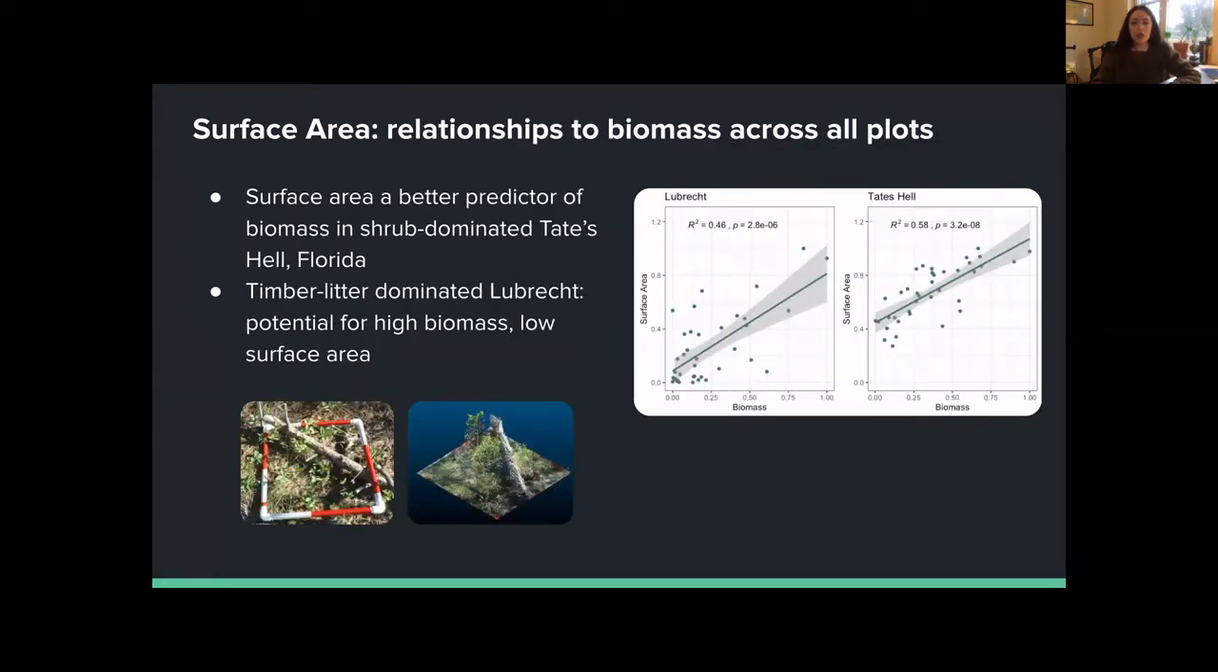When we test this convex hull surface area approach on all of our plots, we find that generally surface area is a better predictor of biomass in our Tate's Hell, Florida site, which is on the whole more dominated by shrubs. At Lubrecht, which is our timber litter dominated site in Montana, surface area doesn't perform as well in biomass predictions. At Lubrecht, we do have plots containing shrubs, but we also have a lot more plots with woody debris. So we may have plots with higher biomass, but lower surface area, like the plot shown here, which would weaken that overall relationship of surface area to biomass for the whole site.